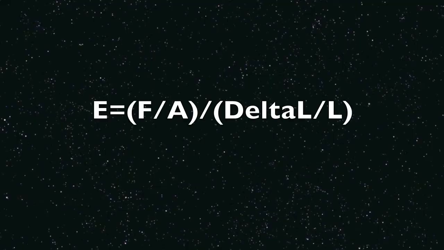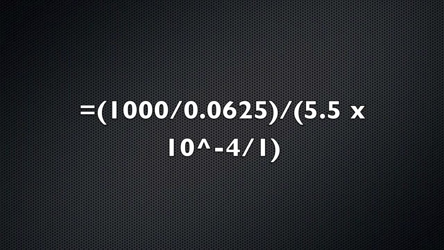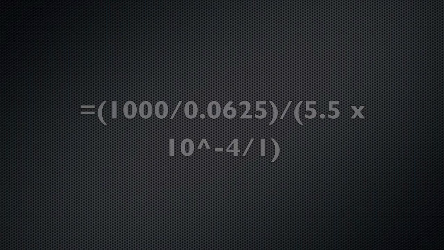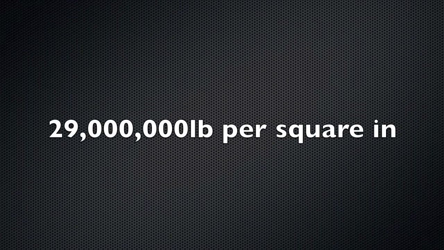These examples are very simple and self-explanatory. We simply take the values that were given to us of F and of A and of L and of delta L, and we plug them into this formula, which is Young's modulus. And with some quick calculations, we essentially get 29 million pounds per square inch.